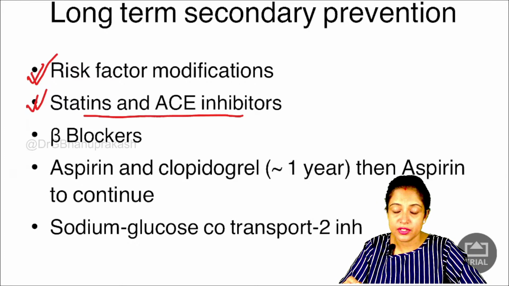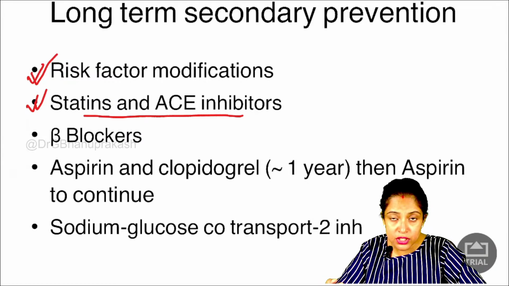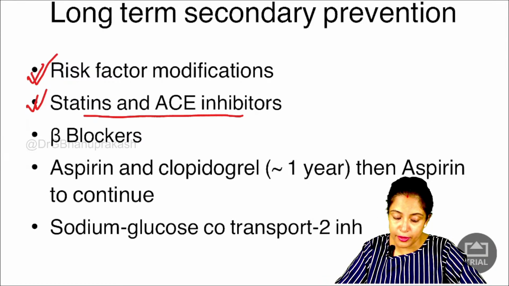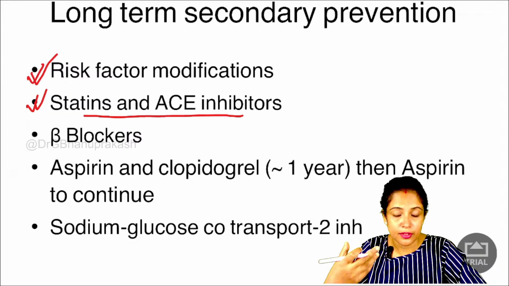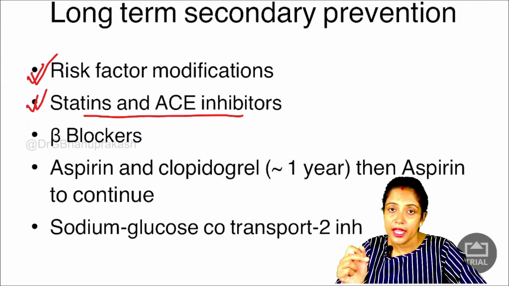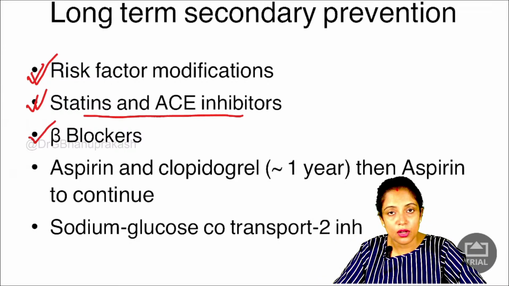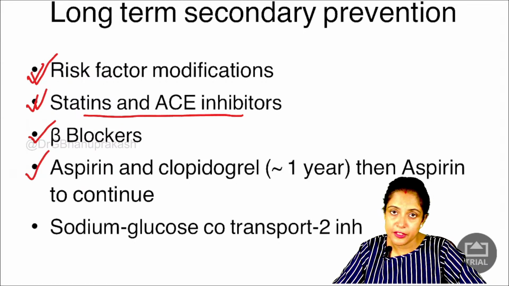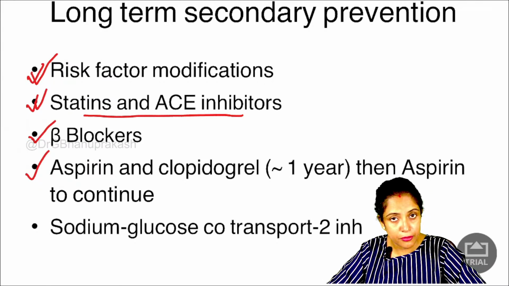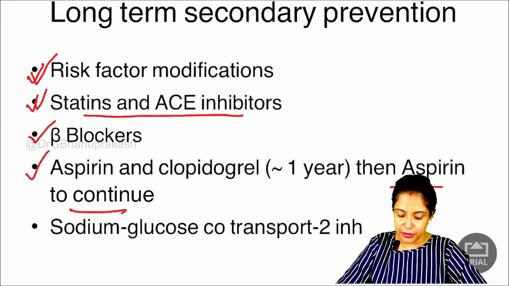Statins and ACE inhibitors play a very important role because they help in improving endothelial dysfunction. They also help in stabilization of plaque. Statins improve endothelial dysfunction and stabilize the plaque. ACE inhibitors also do the same, and they also prevent cardiac remodeling. Beta blockers are to be continued as long-term treatment. Antiplatelets, as I have said, aspirin and clopidogrel, are continued for around 1 year as dual antiplatelet therapy, followed by aspirin for an indefinite period.